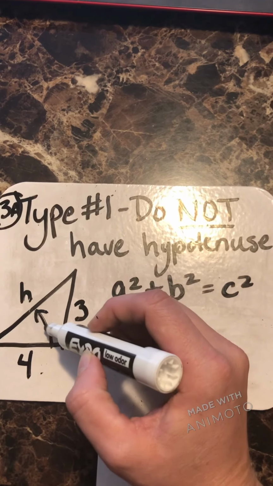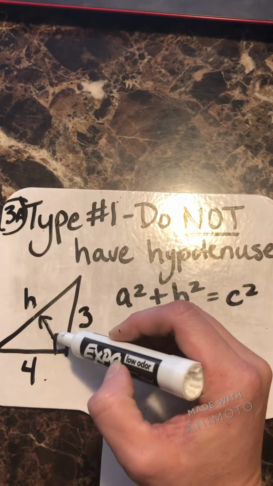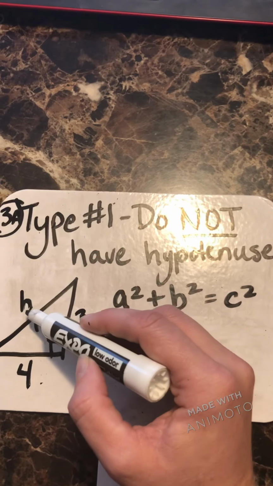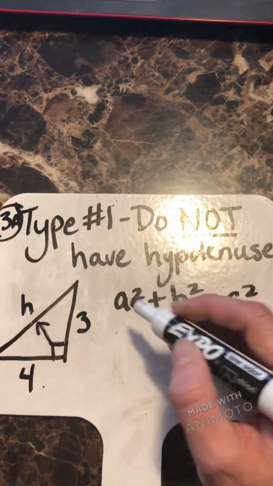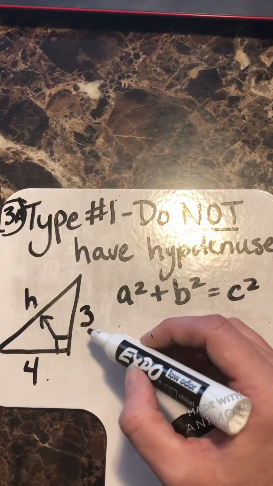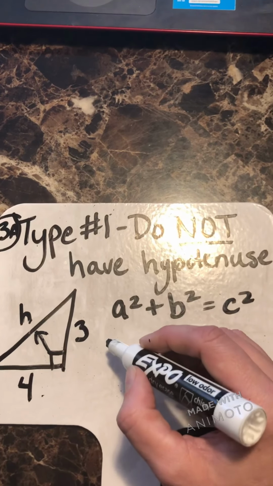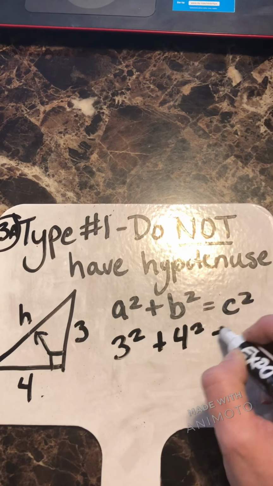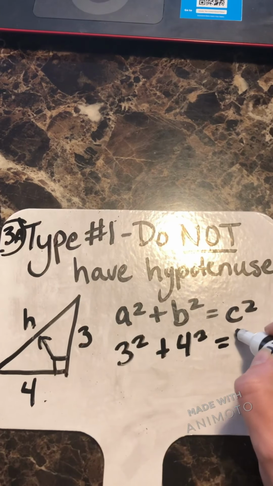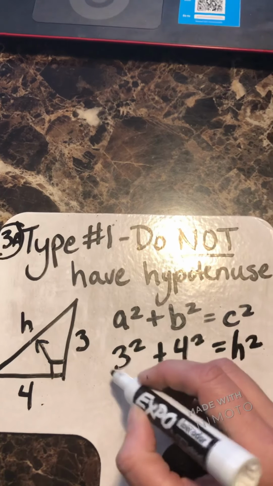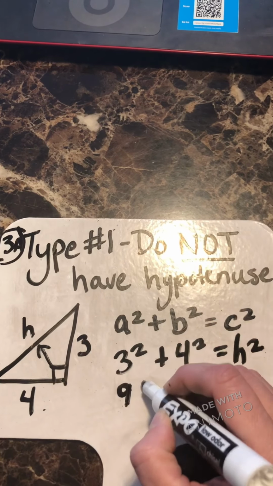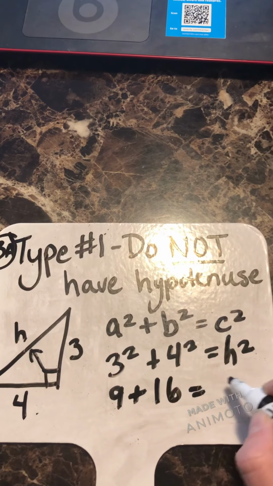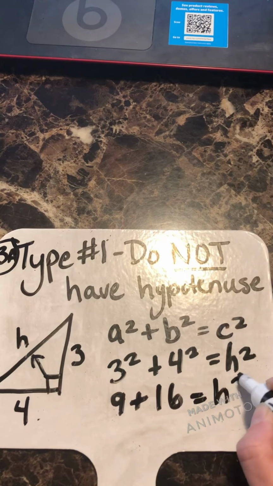We know we do not have the hypotenuse when the line across from the right angle is a letter, not a number. So we know we do not have the hypotenuse in this example. The 3 and the 4 are the legs, so they are a and b. 3 squared plus 4 squared equals, we'll use h squared in this instance. 3 squared is 9 plus 4 squared is 16 is equal to h squared.